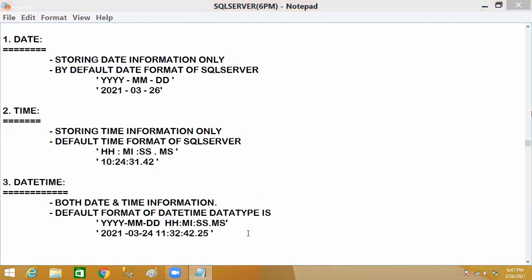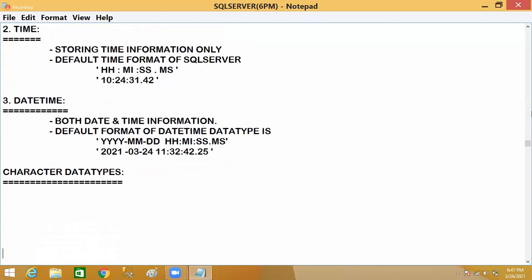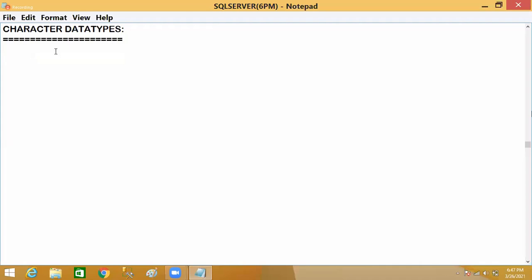Later, the next one is very important, that is called character data types. It's a very important type, very often people are using it, guys. So simply we can say character data types are storing string format data only.